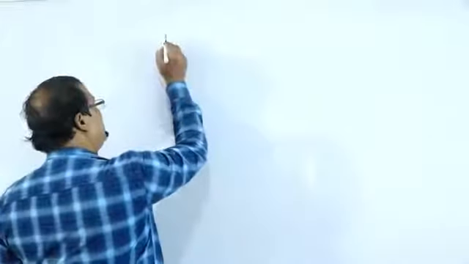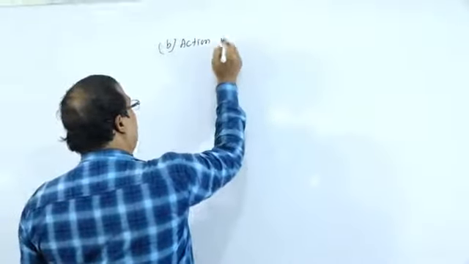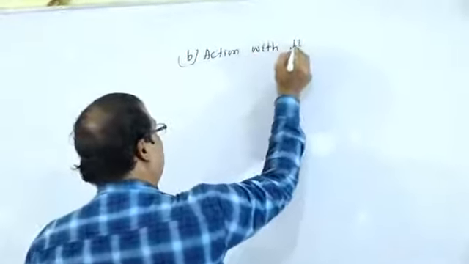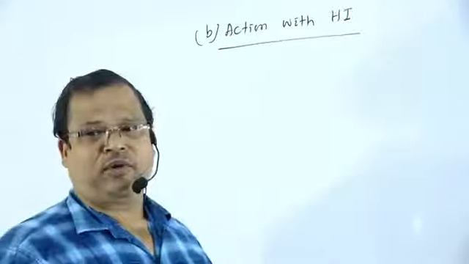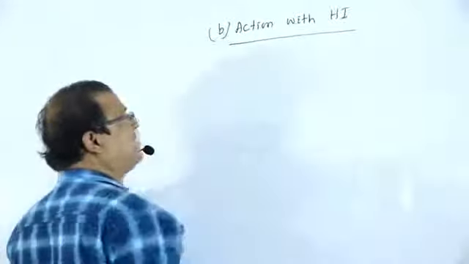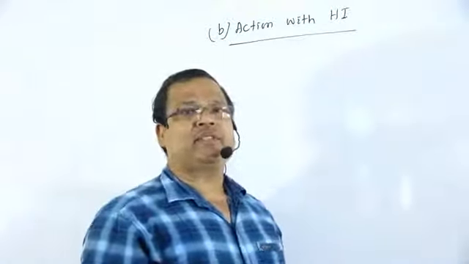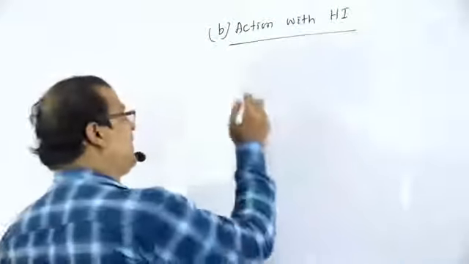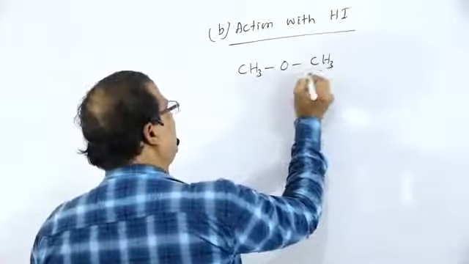Next we will see the action with HI. That is the second reaction, a very important reaction, action with HI, that is cleavage of the carbon-oxygen bond. We can take different types of ethers, that may be symmetrical ether or unsymmetrical ether. So the action of HI, for example, on CH3OCH3, that is a symmetrical ether.